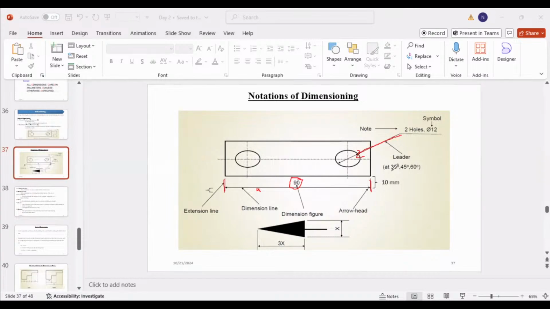So the leader line should be anchored at 30 degrees or 45 degrees or 60 degrees.